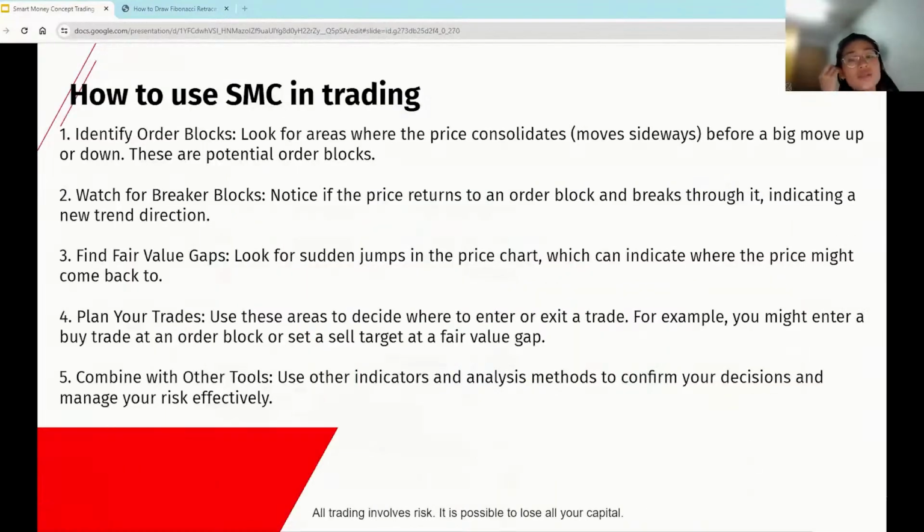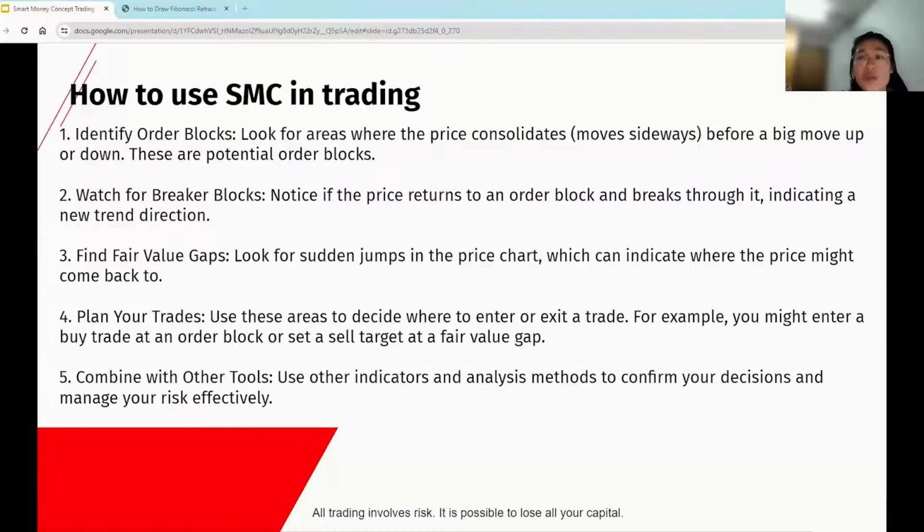So how to use SMC in trading. It's all about being able to spot these key areas on the chart and making decisions based off what we see. So here's just a simple plan that you can use. Firstly would be to identify order blocks. So you want to look for areas where the price consolidates, which means move sideways before a big move up or down. And these are your potential order blocks.